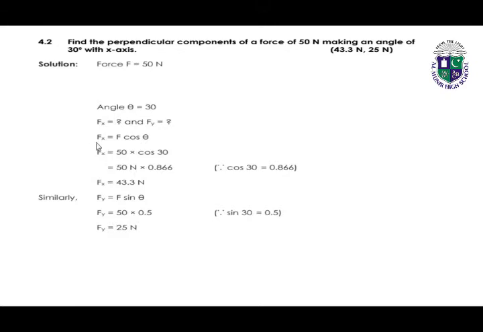We know that Fx is equal to F cos theta. By putting the values, we will get the answer of cos theta of 30 degrees, which is 0.86. And then to find the force of y, we have the formula in our chapter. Fy is equal to F sine theta. By putting the values, we will get the answer 25 Newton. Sine 30 degrees value is 0.5. It is given in the table of your chapter.